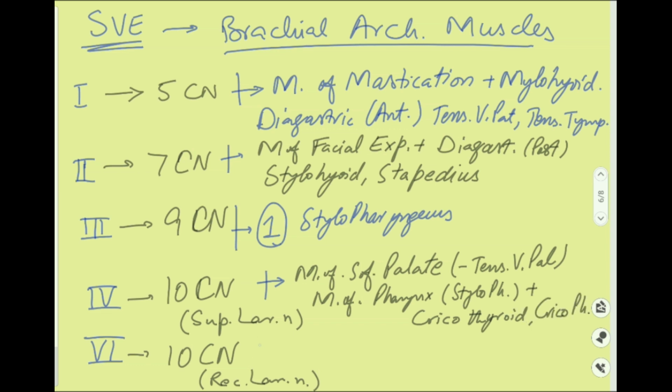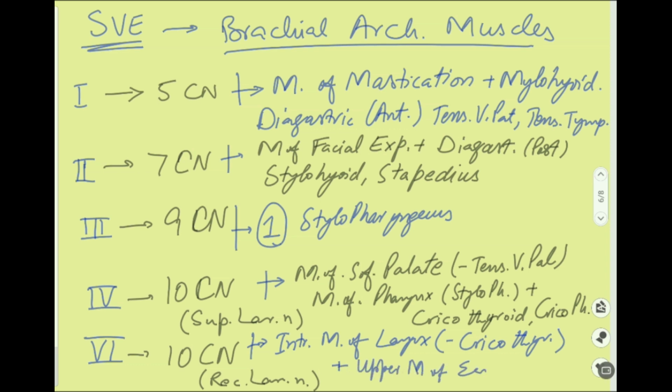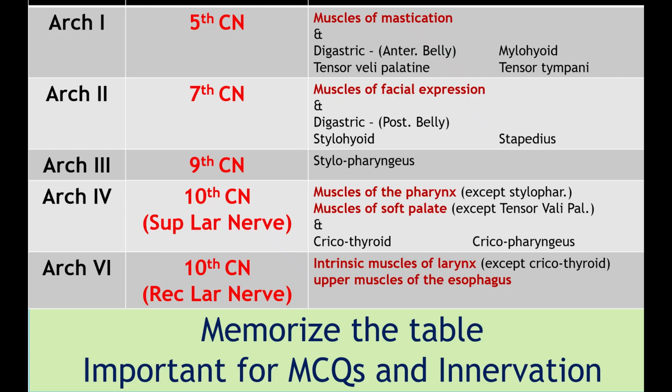Arch 6 muscles include intrinsic muscles of larynx except cricothyroid. It's the muscle of the 4th arch and will be supplied by 10th cranial nerve. Upper muscles of the esophagus also arise from arch 6. Memorize this table. It's important for your MCQs and nerve supply of the head and neck.